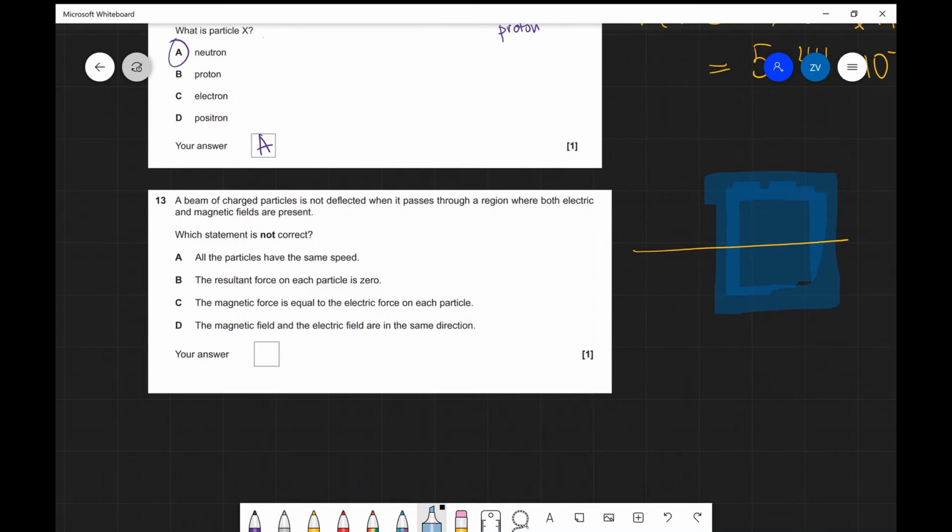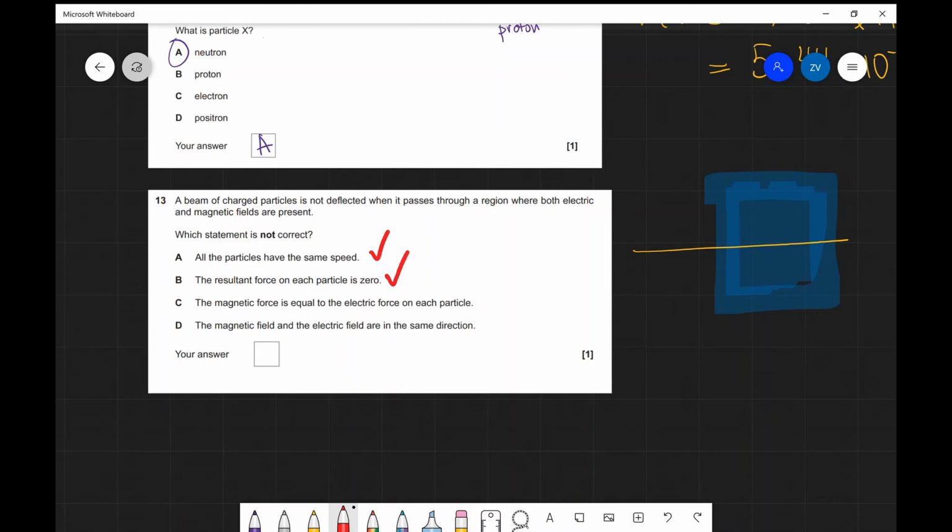All the particles have the same speed. Yet this should be correct, because otherwise the particles will be overtaking each other, and we also might get some distortions in the actual beam, which we are not observing. The resultant force on each particle is 0. This is true because if it wasn't 0, there will be some deflection when the beam of particles is entering the electric and magnetic fields.